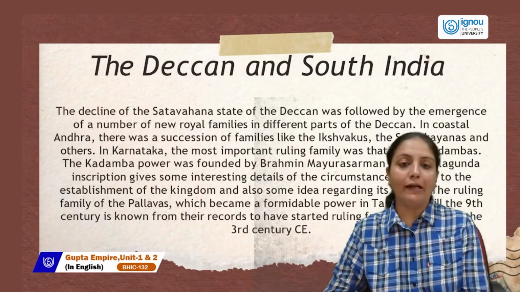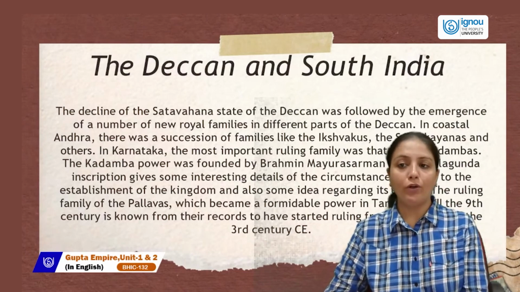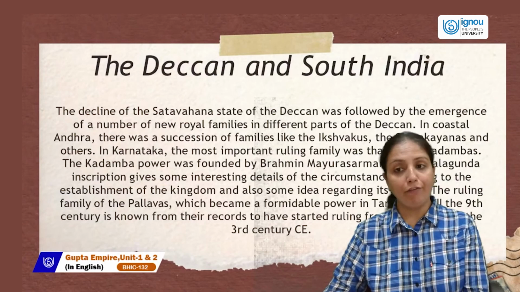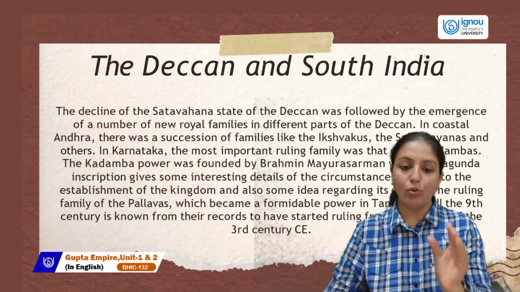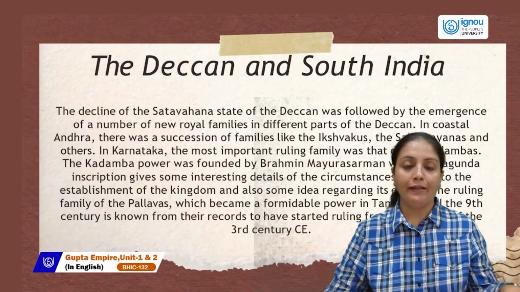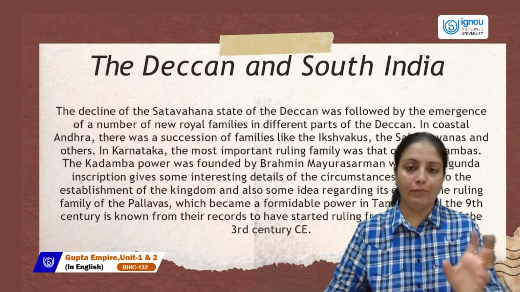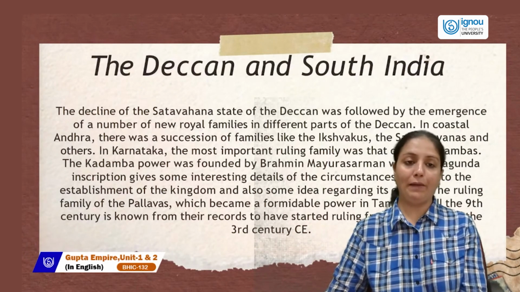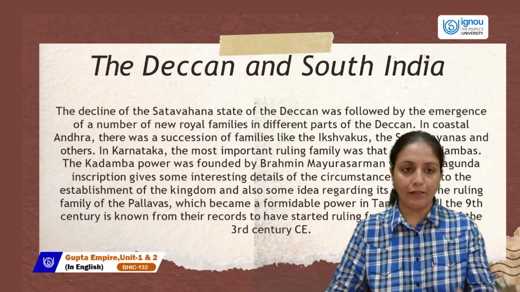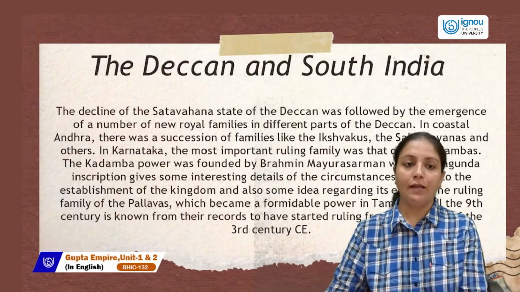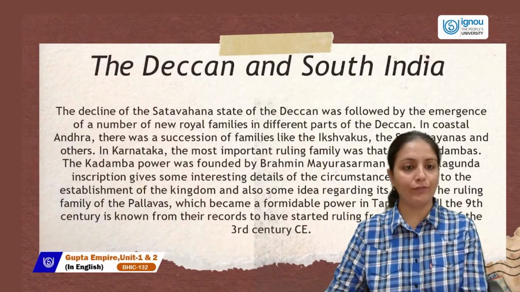The decline of the Satavahana state of the Deccan was followed by the emergence of a number of new royal families in different parts of the Deccan. If one ruler declines, then some other important ruler will come at that time and rule that particular place, if the earlier ruler has left it. Yes, after the Satavahana rulers, a number of new royal families emerged in different parts of the Deccan.